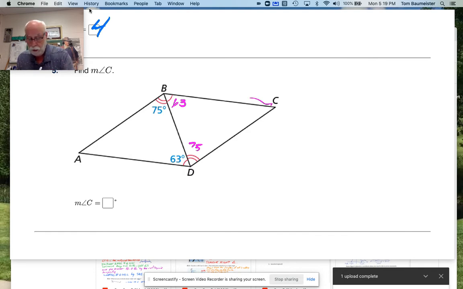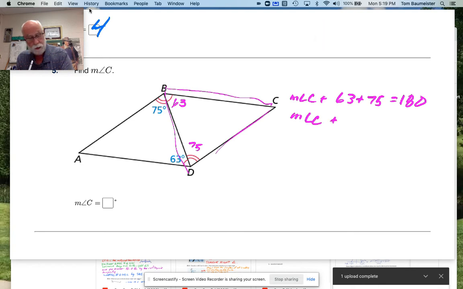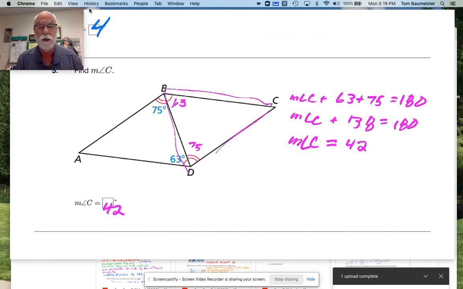So we know that on this triangle here, we can state that the measure of angle C plus 63 degrees plus 75 is equal to 180. All right, we can say that the measure of angle C plus 138 is equal to 180. And again, to get the measure of angle C by itself, we're going to subtract the 138, and that will give us 42. So our answer is 42. They already had the degree symbol there. Make sure you don't put another one there. It'll mark it wrong.